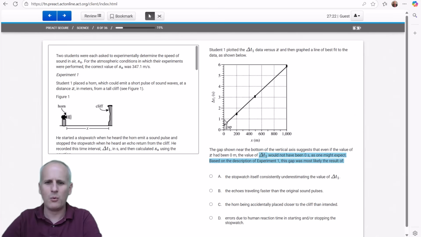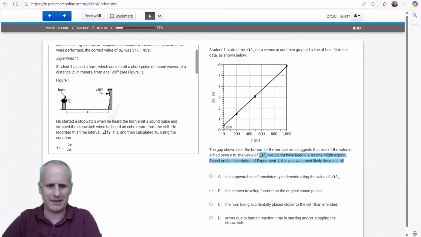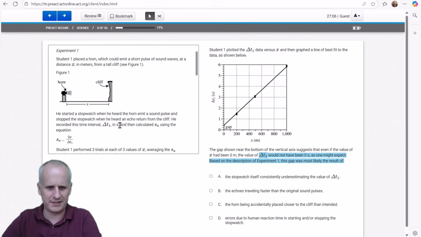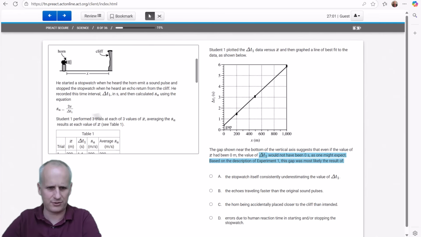So we've got to think, why is there this gap in delta t1? And so we read the experiment. Student 1 placed a horn at a distant x in meters from a tall cliff, started a stopwatch when he heard the horn emit a sound pulse, and stopped the stopwatch when he heard an echo return from the cliff. He recorded this time interval delta t1 in s and then calculated sa using the equation described here.